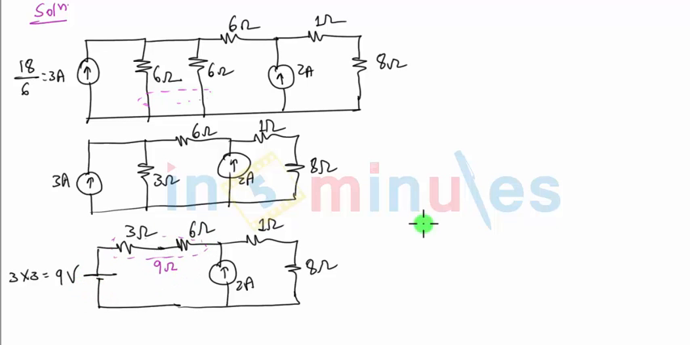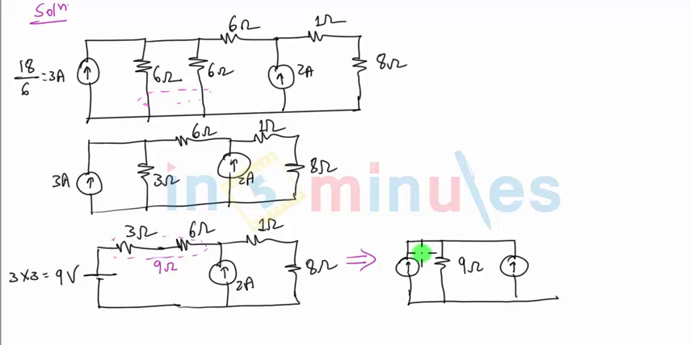So if I apply source transformation on this particular side, we will get a current source in parallel with the resistance. So resistance value will be equal to 9 ohm. We will get the same resistance in parallel, and the current source value will be 9 upon 9, that will be equal to 1 ampere. The rest of the components will remain as it is. This is my 2 ampere source, this is 1 ohm and 8 ohm resistance.